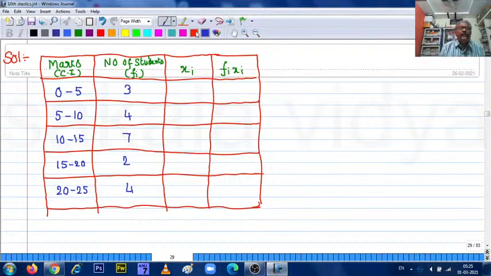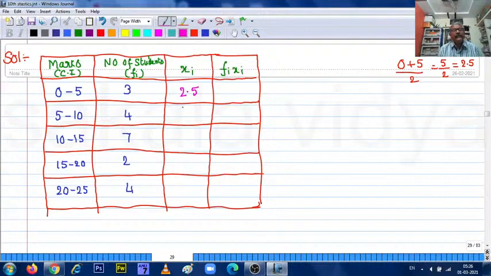How to find the mid value? Let me explain. First do 0 plus 5 and divide by 2. You will get 5 by 2, which is 2.5. So you need to write here 2.5. Mid value is 2.5. Next, very simple. The difference 5 minus 0 is 5. Just find the mid value of the first class, enough. The remaining you get by adding the difference 5, 5, 5, which is called the class size.